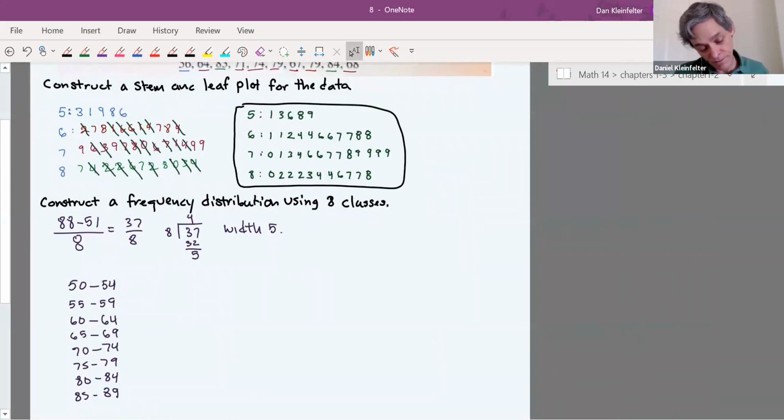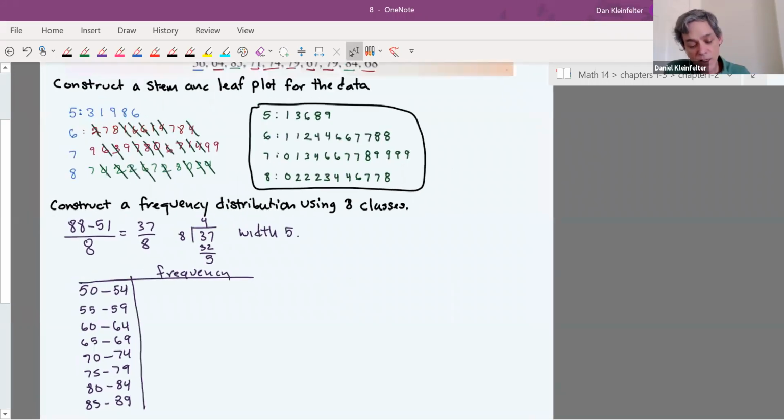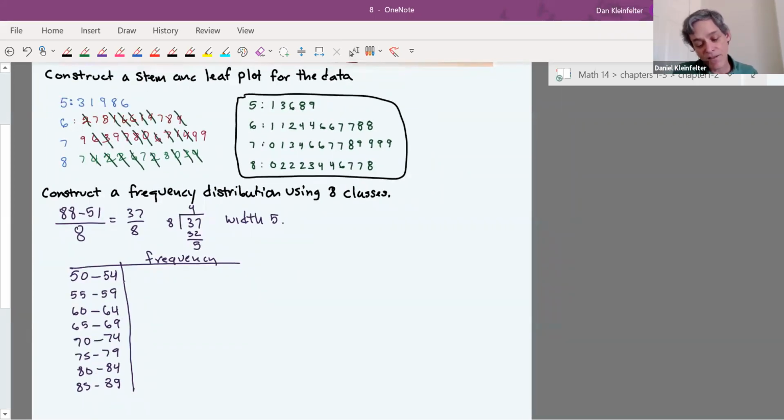So let's go ahead and make our table. All right, so I need to count the number of values that are between 50 and 54. So that's going to be the 51 and 53 only, right? So there are 2 of those. Between 55 and 59, this is why having the sorted stem and leaf plot is going to be helpful, right? 55 to 59, that would be the 56, 58, and 59. So there are 3 of them.